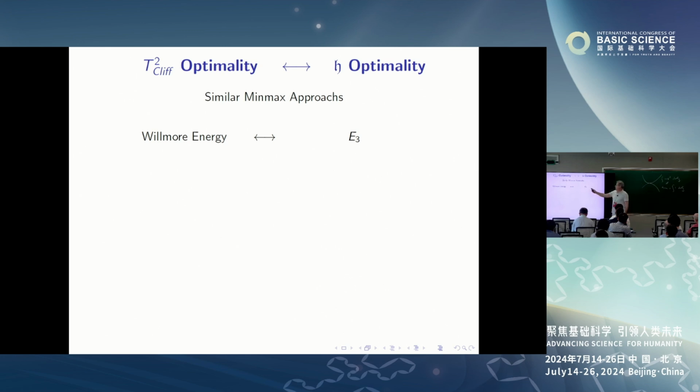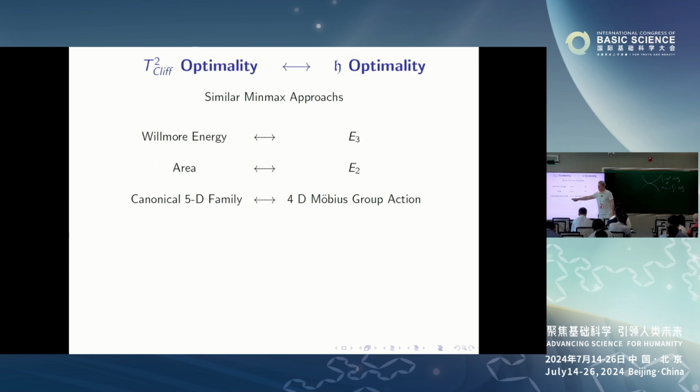So you have the Willmore energy, which is conformally invariant. You have the 3 energy. You have the area. You have the Dirichlet energy. You have the canonical 5-dimensional family of Marques and Neves. You have simply the 4-dimensional Möbius group action.